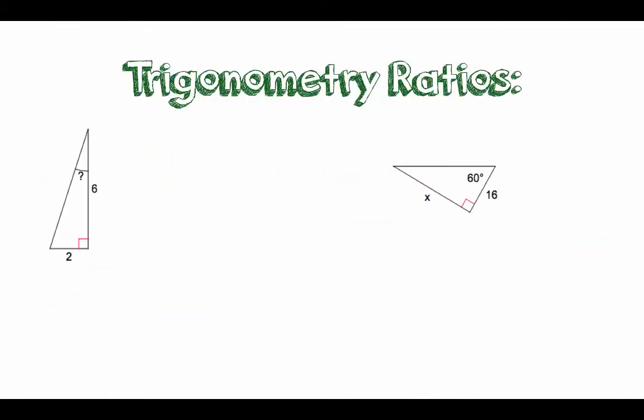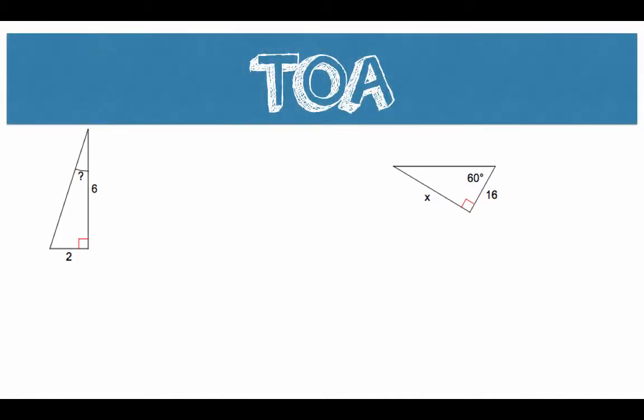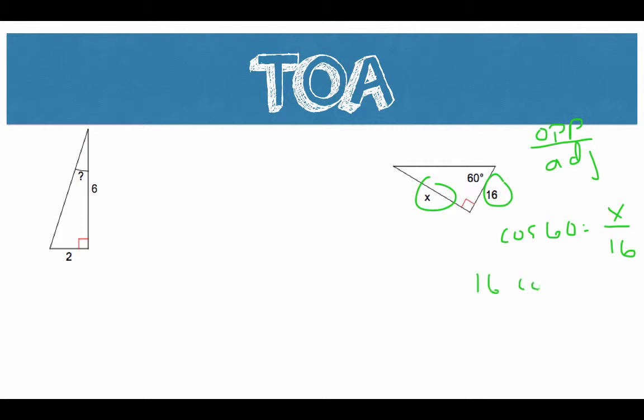Last but not least, we're going to take a look at the TOA part. The tangent is what we're looking at here. Tangent is one of those really interesting ones because it gives us quite a few options. So when we look at this first one on the right, you can see how this is our tangent. We have our opposite over our adjacent. That math tells us that tangent 60 equals our opposite x over 16. So all we have to do is multiply both sides by 16. We get 16 tangent 60 equals x.